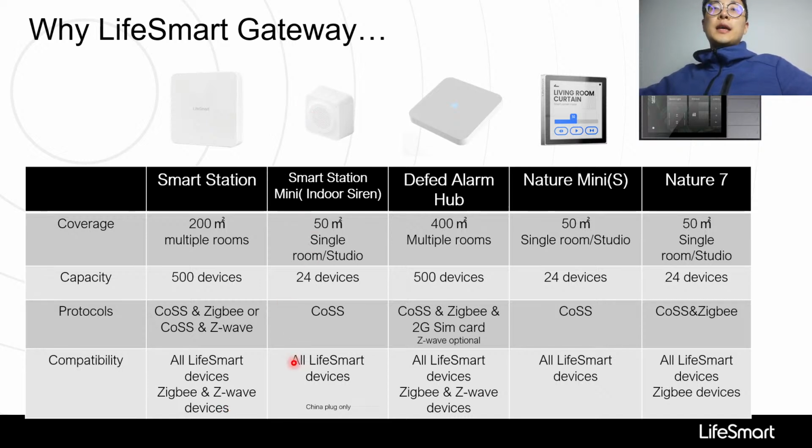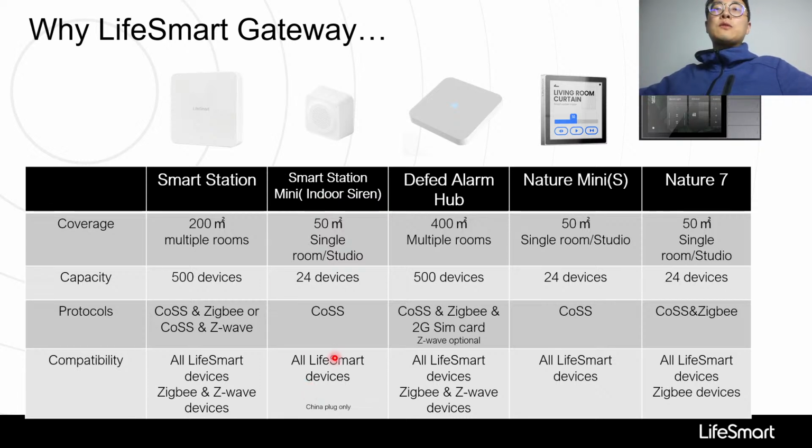And the second is the Smart Station Mini. So it is a smart station plugged directly into the wall, and it also has indoor sirens. For this one, because it only has a China plug version, we're mainly selling this in the domestic China market.